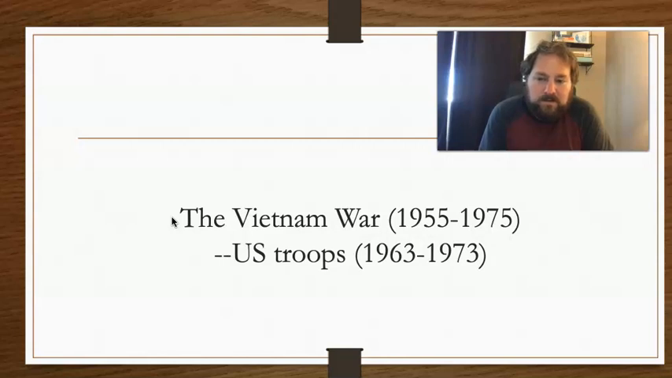You can see here on the PowerPoint where I have the years. You're talking about a very long war in Vietnam. Not all those years was the United States heavily involved, but the war itself went on from about 1955 to 1975. We were involved in the 50s, but heavily involved from 1963 to 1973. So 20 years total and 10 years with pretty heavy American involvement in Vietnam.